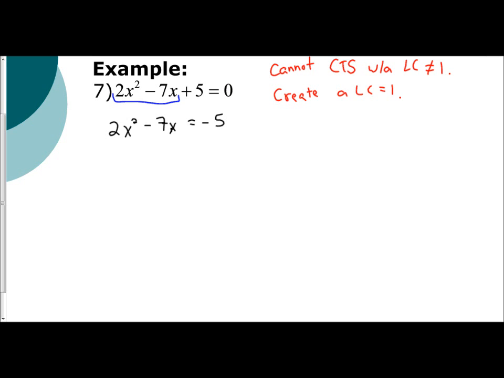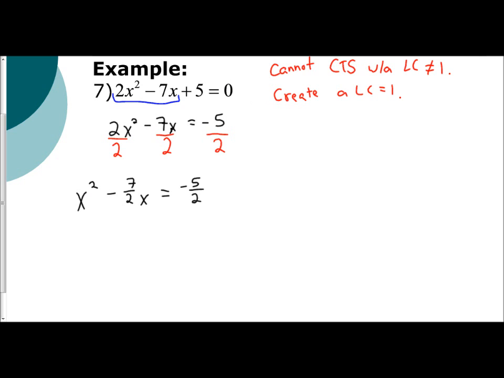What I'm going to do is divide every term by the leading coefficient. You can't just do it to 1 term because then that changes the value of the equation. But if I do it to all of them, then I can work with it as is. And so if I divide everything by 2, that gives me x squared, my leading coefficient of 1, minus 7 halves x equals negative 5 halves. And so now I have my quadratic and linear term isolated. Now I have my leading coefficient of 1. And so therefore now I can complete the square.